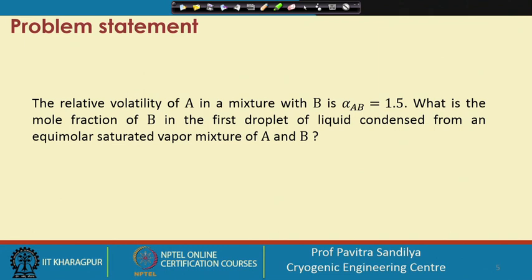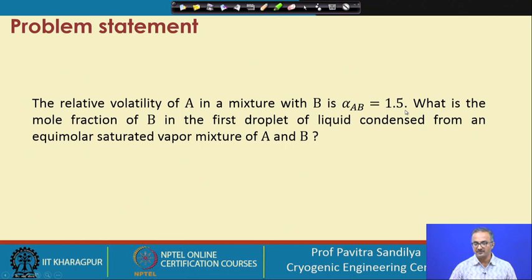Now we have the next problem. In this problem, we are given that there are again two components, A and B, and the relative volatility alpha AB is given as 1.5. We have to figure out the mole fraction of B when this mixture of A and B, in the saturated vapor phase, gets cooled and condensed and forms the liquid.